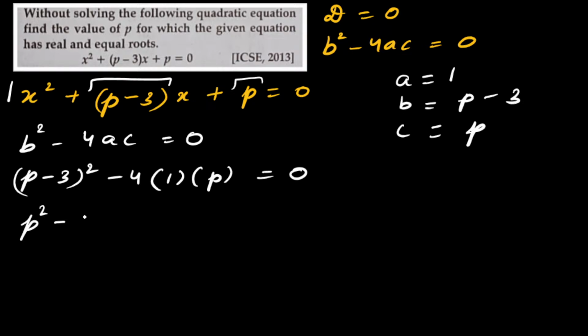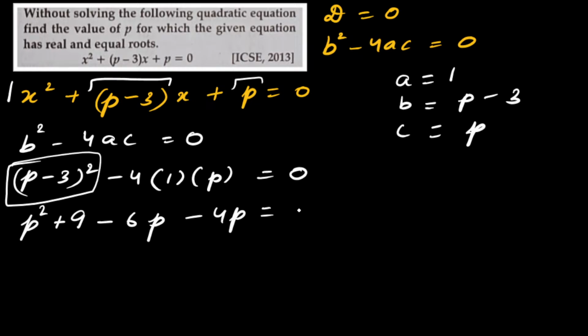So a square plus 9 minus 6p. A is p here, so p square plus 9 minus 6p. So that is the identity I have used here. I hope every one of you knows (a minus b) whole square is a square plus b square minus 2ab. Minus 4p is equals to 0.